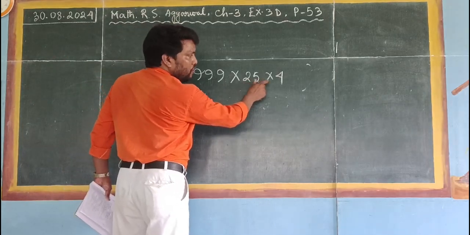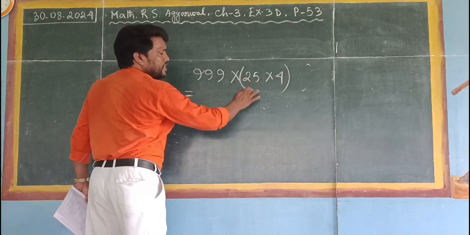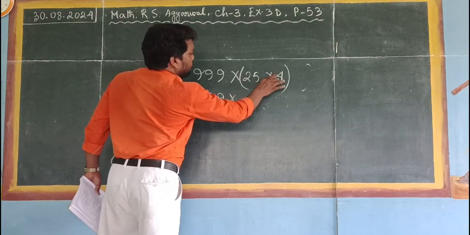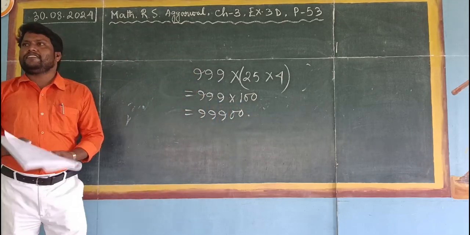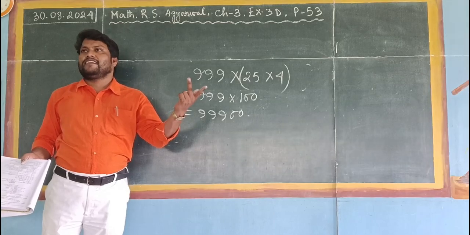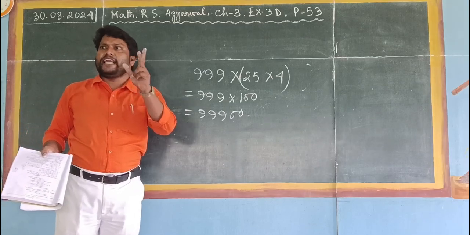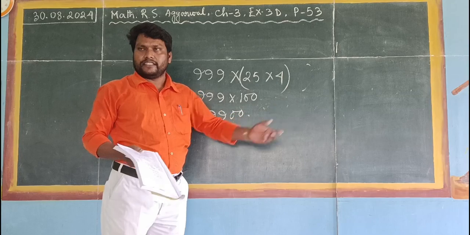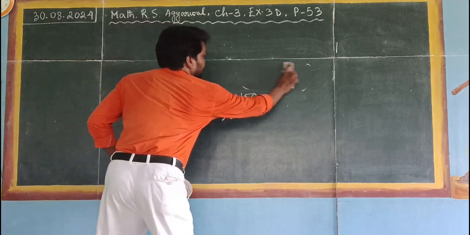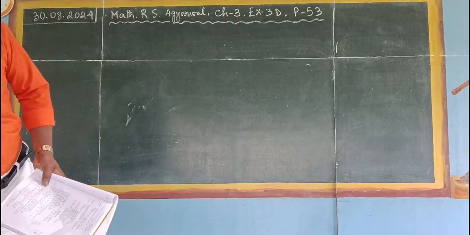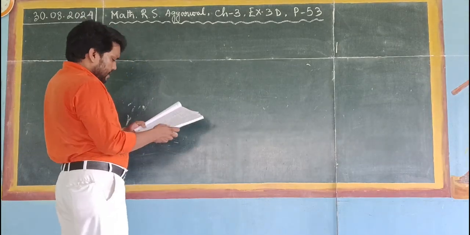Look, 999 into 25 into 4. Regroup, multiply these first: 999 into 4 into 25, which is 100. That means 999 with double 0. How much time is needed? Only 2 or 3 seconds. So at first, look at the problem carefully and try to understand how you will rearrange. Watch how much time is needed, just match your watch. Minimum 5 or 6 seconds. Okay, next problem.